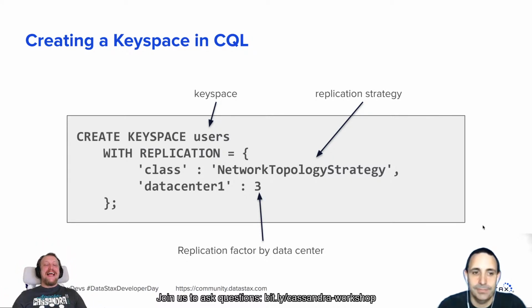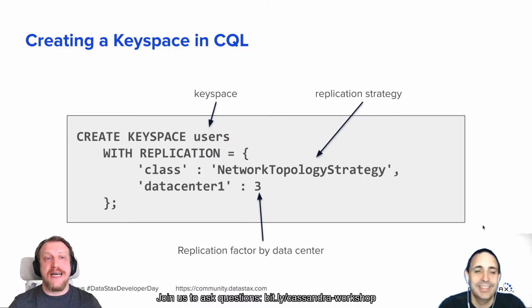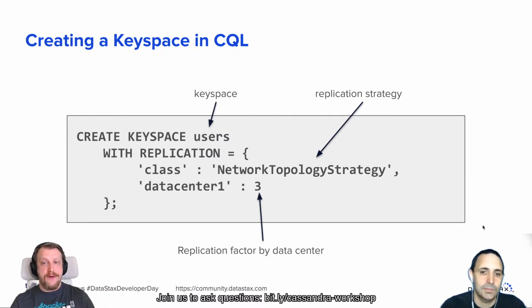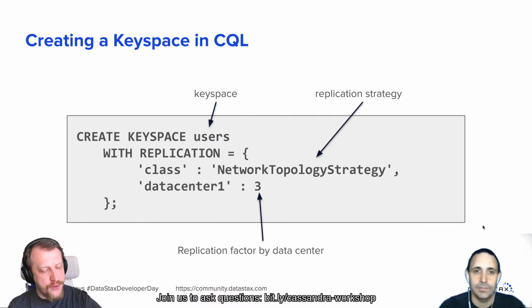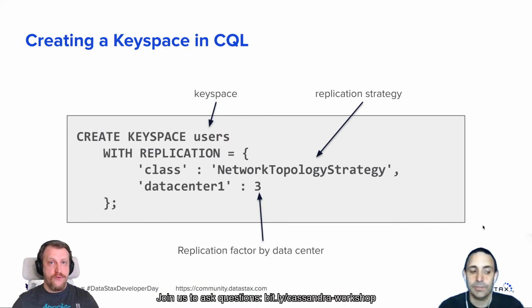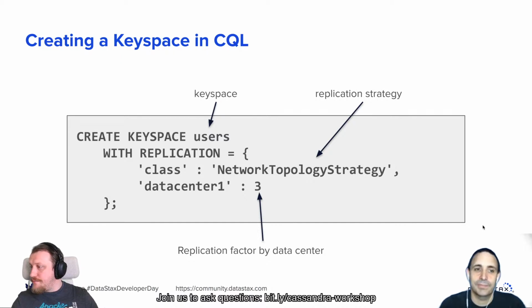Okay, let's move on. Next thing, we discussed the data model a little bit. Let's talk about how we create a keyspace in Cassandra Query Language, CQL. So we have, in this case, an example of how we create a keyspace users with replication. Then you create a keyspace, which is a container for tables. You must specify three things. First, the keyspace name, which is just a string for you, and the replication strategy and replication factor by data center.